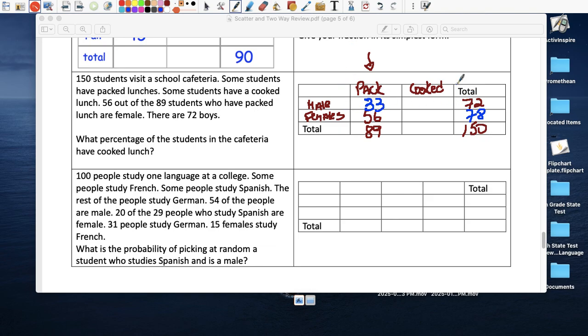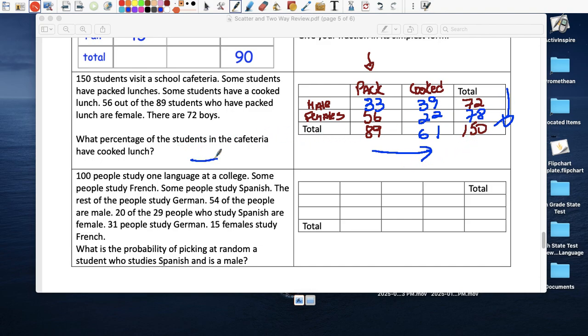We can now go across. 72 minus 33. This is going to be 39. We can go across again. It'd be 78 minus 56, which is 22. And we can add this. 61. Let's just add up and down. This adds up to 150. Check. This adds up to 150. Check. We're good.